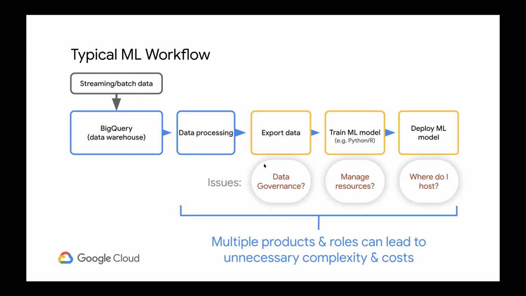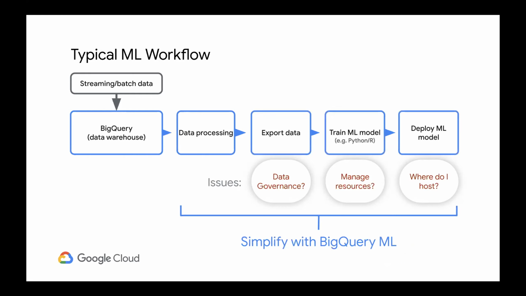So for example, data governance: the data that you've exported out of your data warehouse is only a snapshot of what you have in the data warehouse. So how do you make sure that continues to update appropriately in your exported data? And then managing your machine learning model training as well. How do you manage your resources there, making sure you can scale up to train your models? And then finally, deploying your machine learning models. Where can you actually host your models is yet another question. So these lead to complexity and ultimately some costs as well.